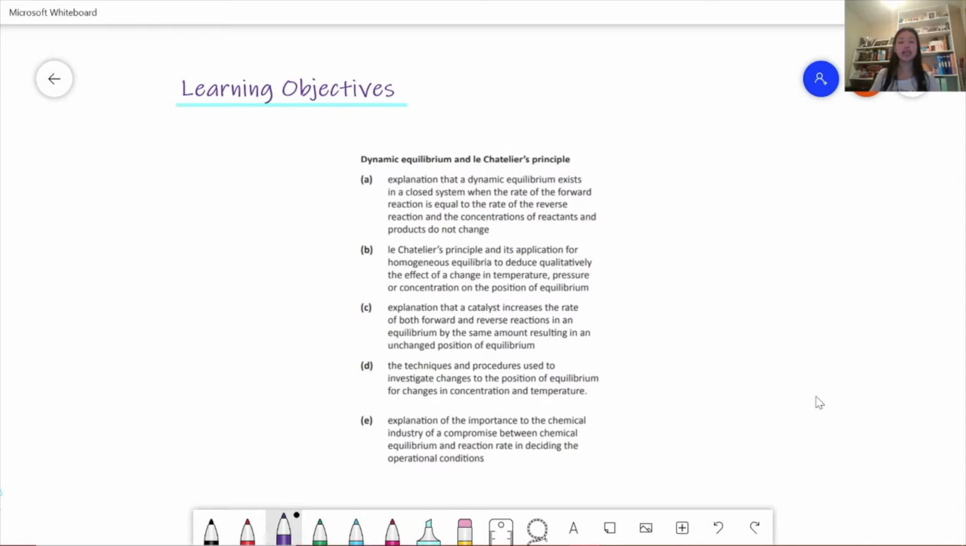Then we're going to explain that a catalyst increases the rate of both forward and reverse reactions by the same amount, so resulting in an unchanged position of equilibrium. Then we're going to discuss the techniques and procedures used to investigate changes to the position of equilibrium for changes in concentration and temperature. And then we're going to explain the importance to the chemical industry of a compromise between chemical equilibrium and reaction rate in deciding the operational conditions.